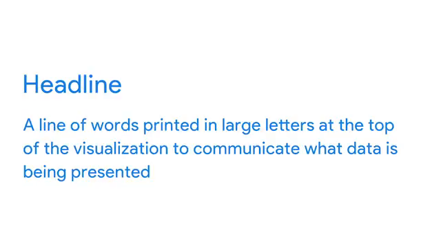One of the easiest ways to highlight key data in your data viz is through headlines. A headline is a line of words printed in large letters at the top of the visualization to communicate what data is being presented. It's the attention grabber that makes your audience want to read more.